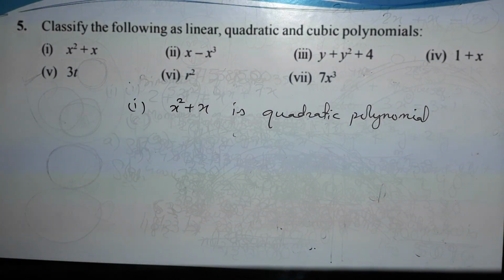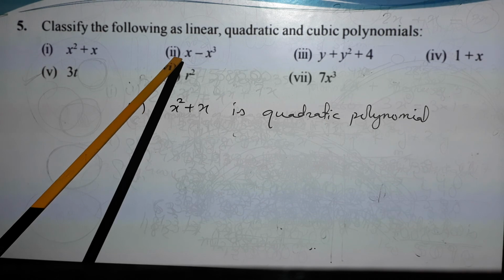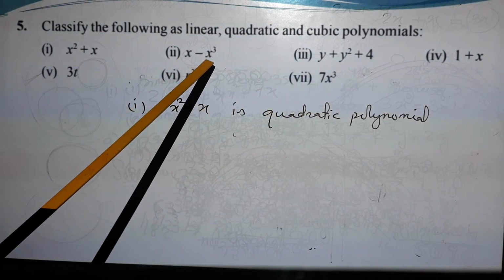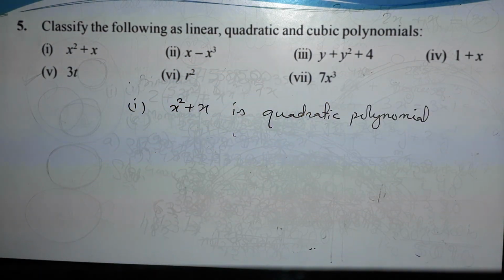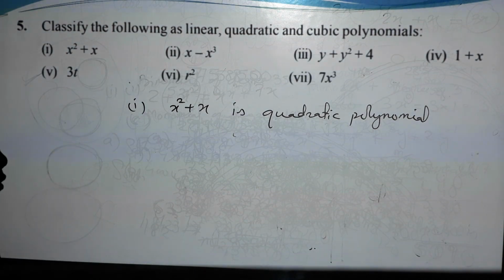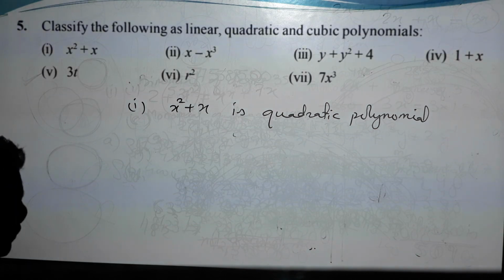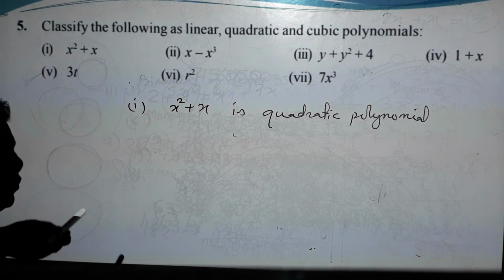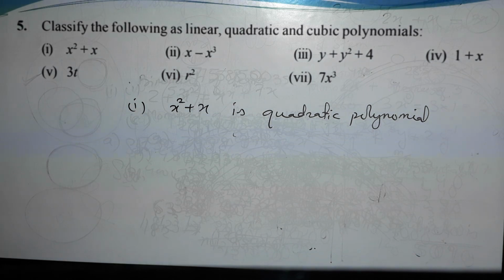Likewise, I want you to do all the remaining questions, Roman numbers 2, 3, 4, 5, 6, 7. It's very, very easy. You have to find the degree of the polynomial, then write the type of the polynomial. Don't forget to do your homework.